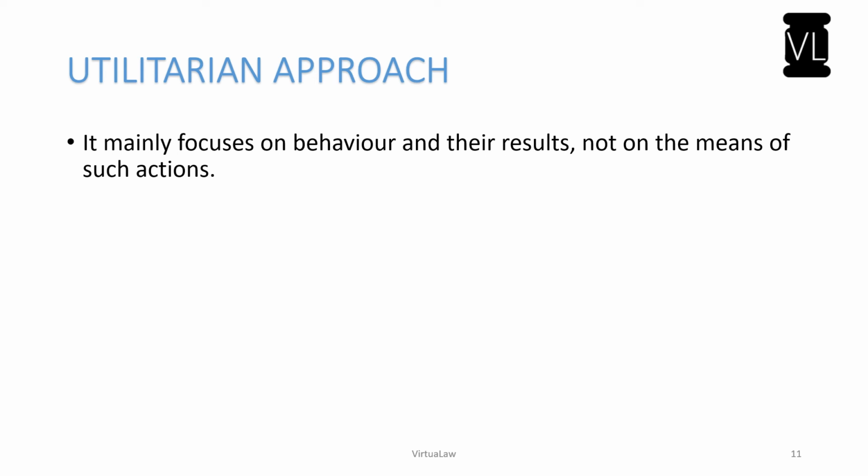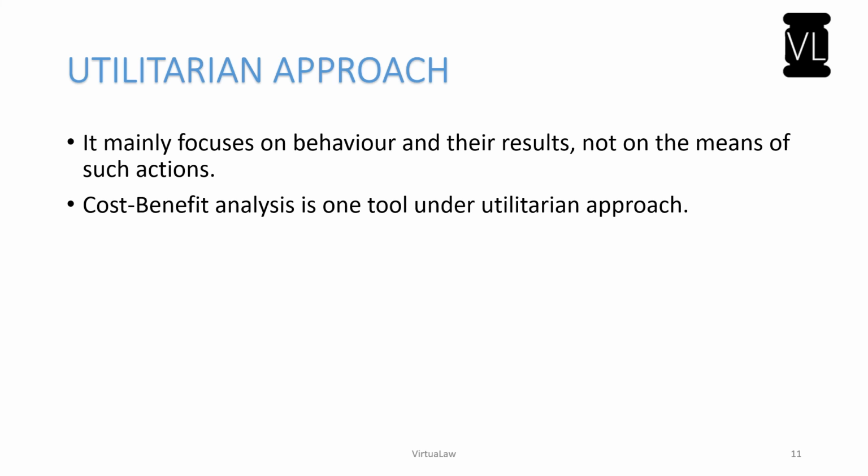So as per the utilitarian approach, it always focuses on behavior and the results, but not on the means of such actions. So it is not just the result, nor is it just the behavior. It is both the behavior of a particular business or a product or a service, as well as the result obtained out of it, which is very important. But the means by which you have achieved it is immaterial under the utilitarian approach. Usually the concept of profit comes under the utilitarian approach, and the cost benefit analysis which we have studied under costing is the most popular tool under it, right?